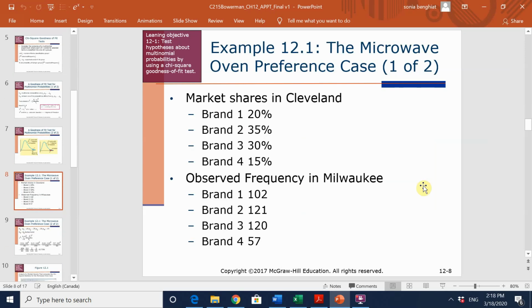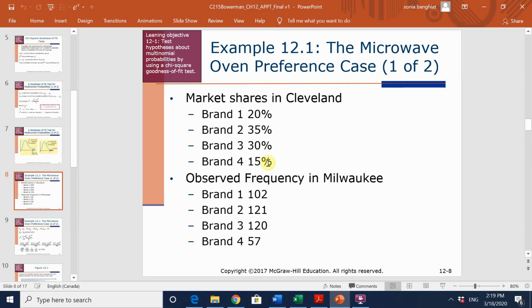Okay, so here we have an example where we're looking at market shares. So these are the claimed market shares. This would go in the null hypothesis. We're saying that we have a population that follows the following distribution. Brand 1 equals 20%. In other words, P1 equals 0.20. Brand 2 equals 35%. In other words, P2 equals 0.35, etc., etc. So we'd have P1 up to P4 in our null hypothesis with the following numbers.